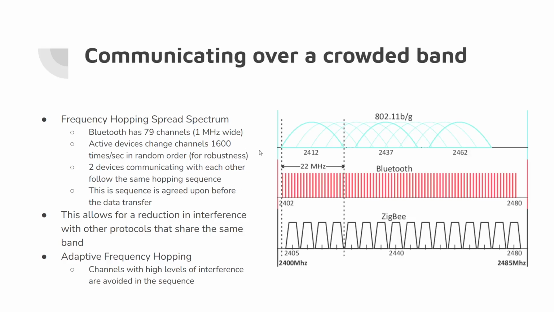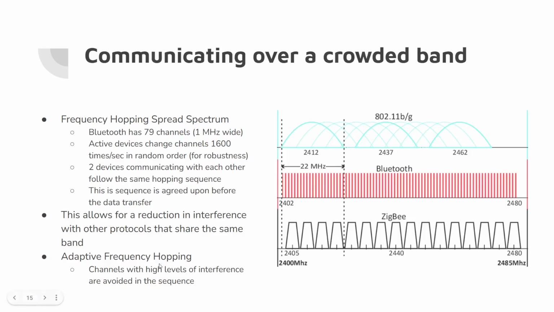You may be thinking, well, if we randomly change channels 1,600 times a second, how will two devices communicate with each other? Well, before they actually start transmitting data, they agree upon a particular transfer sequence. And in doing so, they basically mirror each other. So each device will have the exact same transfer sequence throughout their connection with each other. And that's kind of the main idea behind Bluetooth transmission and how it kind of interacts in a crowded bandwidth.